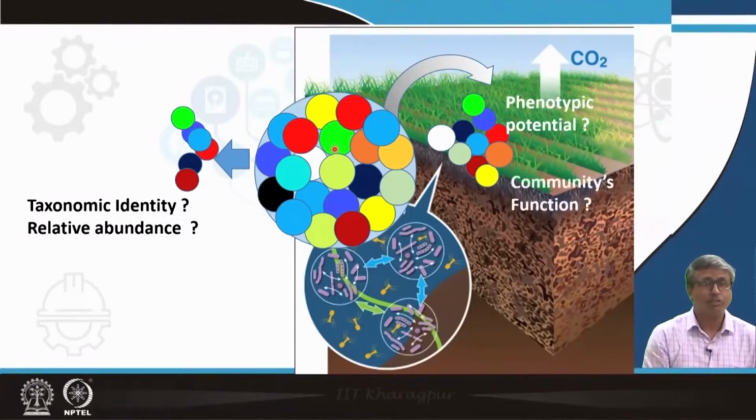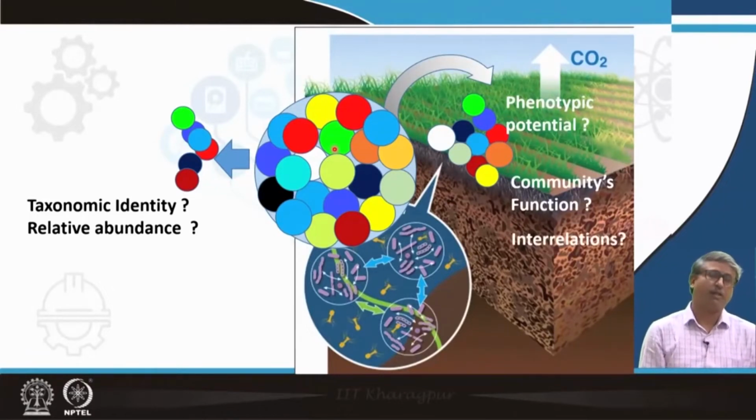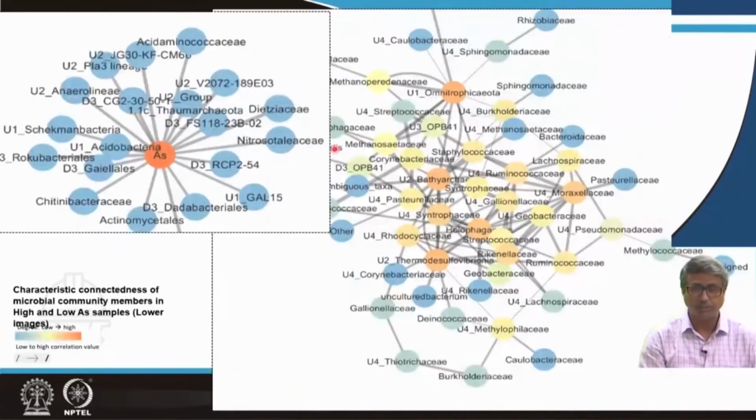But again, phenotypic potential is not the true reflection of the community's ability. The true reflection of the community's ability will come only when we have some improved method through which the community function, the realized potential, is established. And finally, the relationship between all these tiny members among themselves and with the physical and chemical entities present in the particular environment will be elucidated.